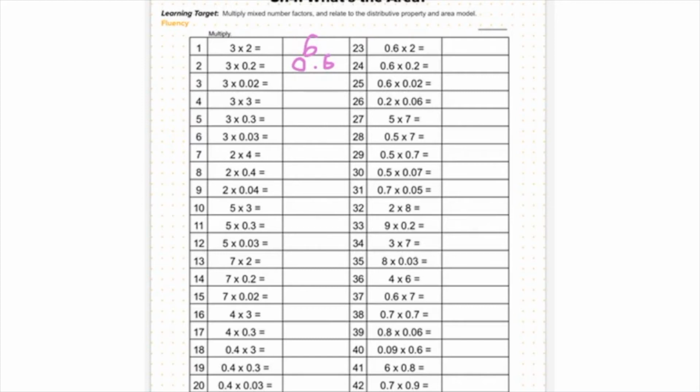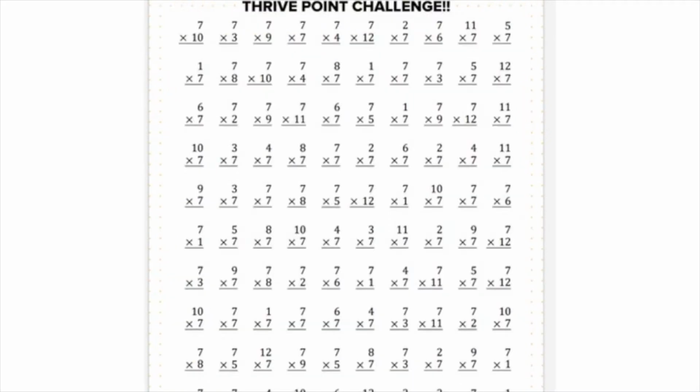All right, your fluency is going to be the first thing that you show us in office hours. You are then moving to your Thrive Point challenge. We are focusing on our 7s right now. If you can, set up a timer for 2 minutes to see how far you get. At the end of that 2 minutes, then finish. But see if you can finish the whole thing in those 2 minutes, just like we would do in class. Pause the video now and work through this page.